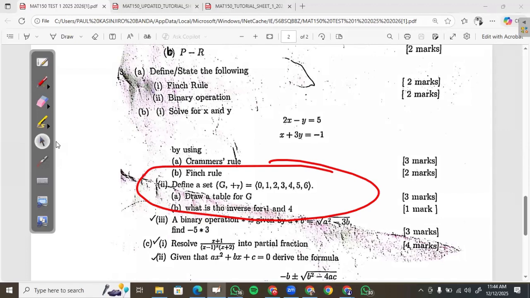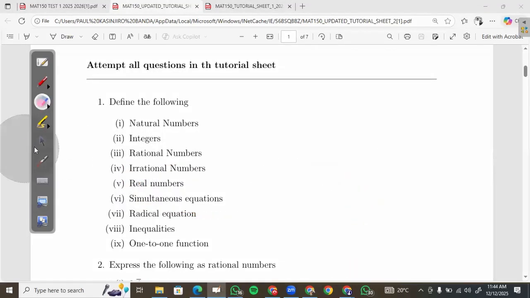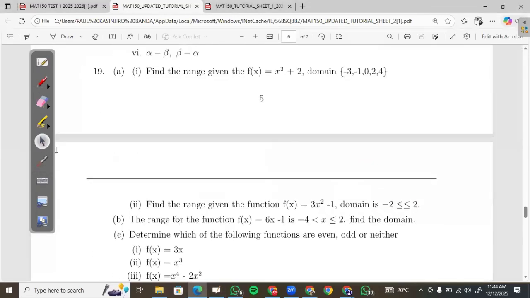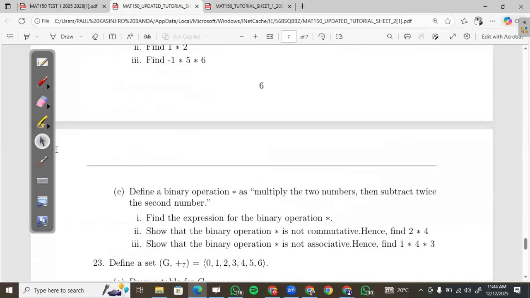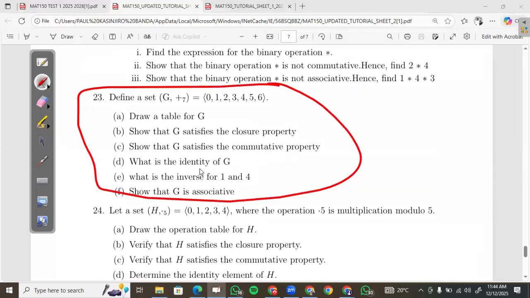Also this same question is there in tutorial sheet 2. This tutorial sheet has like 25 questions. So if you go to question 23, you can see this question 23 here. That's the same question that came in your test. That's the same thing that we are solving there.